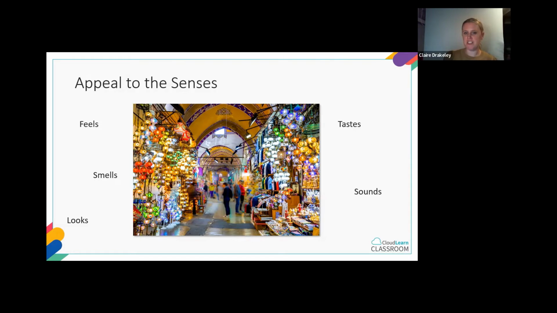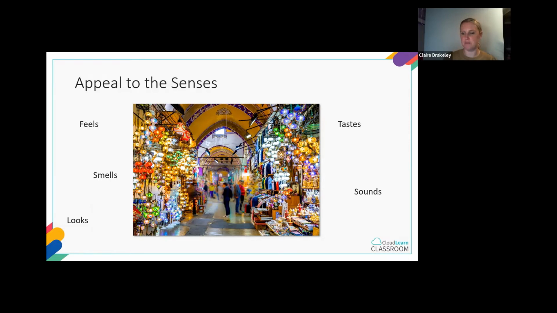Would anybody like to suggest any phrases we could use if we were writing about the setting pictured here? Remember to use the 5 senses. What could we say about the picture here? Shout out or put in the chat, however you're comfortable. Tabitha said it looks colourful. Yes, that is definitely a sight one, isn't it? It's very bright, very colourful. Anything else? What other senses can we talk about in this picture?